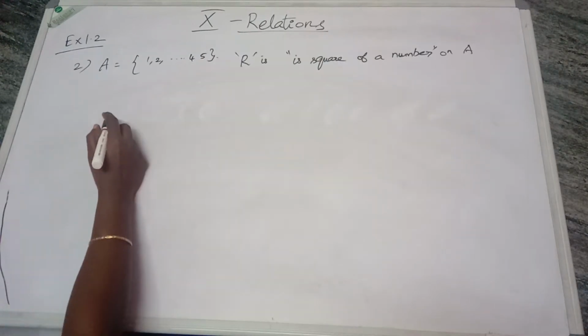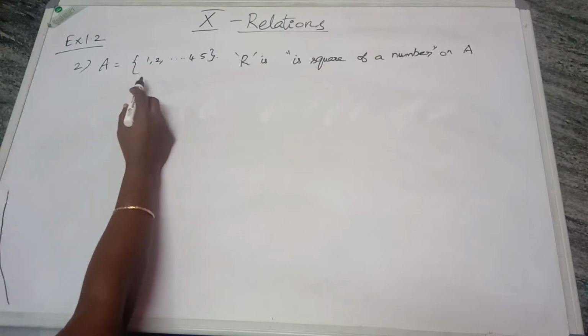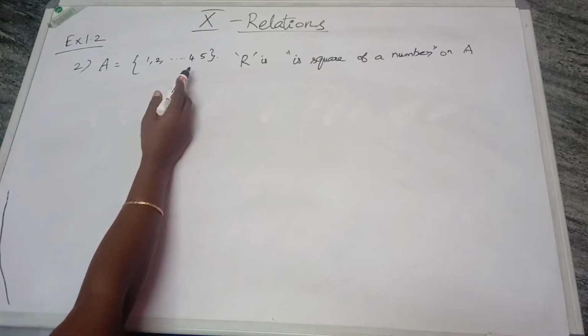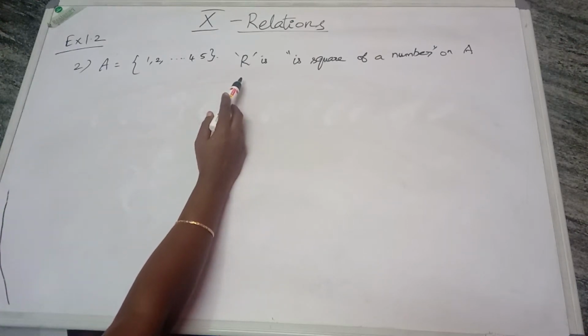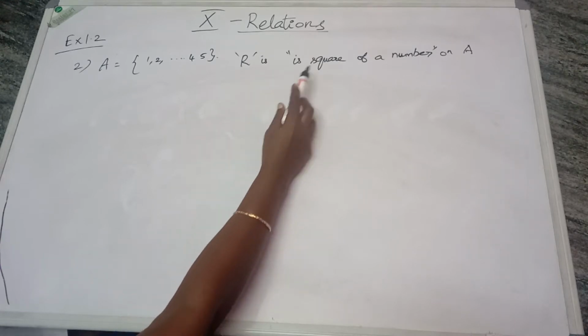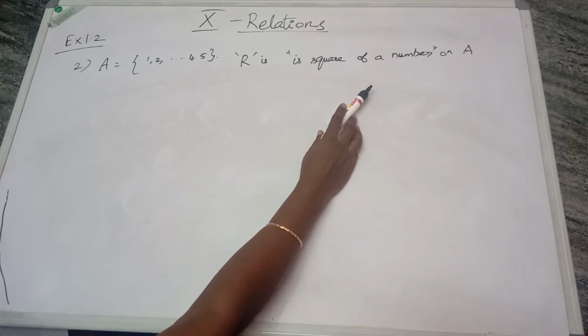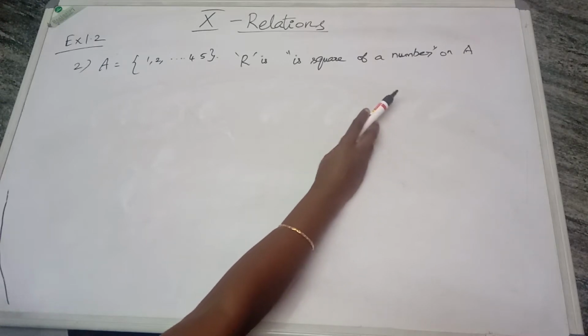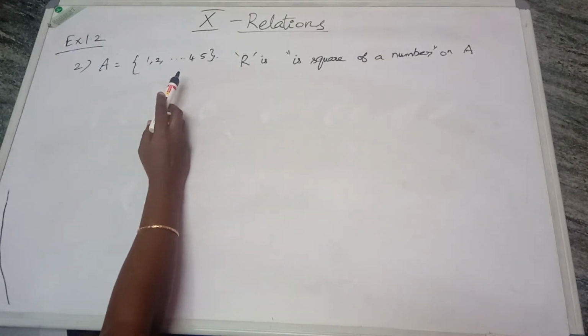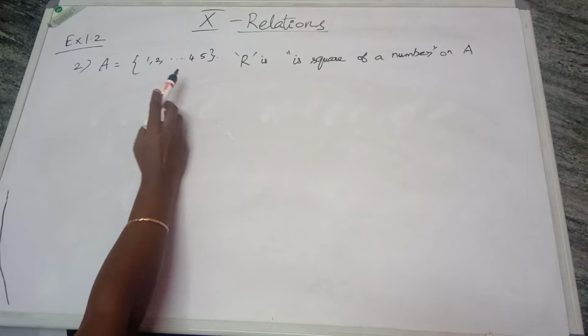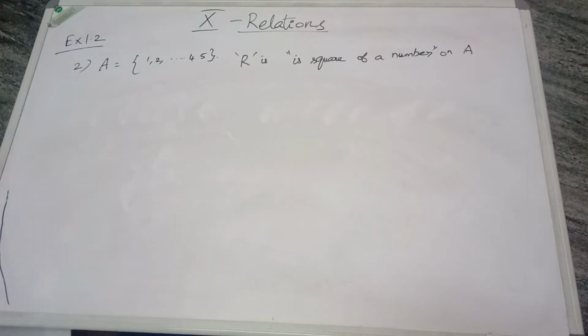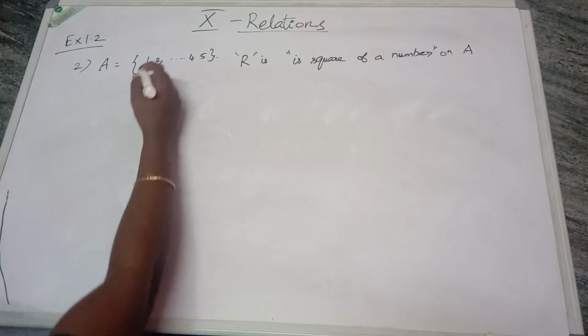See the second question. Let A equal the set of all natural numbers 1 to 45, and R be the relation defined as 'is the square of a number' on A. Write R as a subset of A cross A. Also find the domain and range of R. So we have to write R as a subset of A cross A.